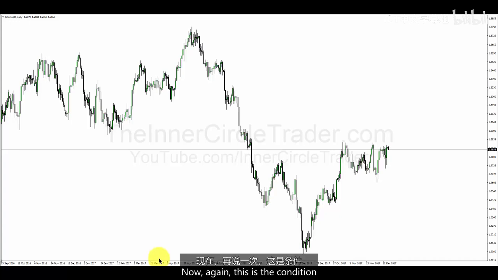Now, again, this is the condition that I would see right now, but the probabilities are not as high because we're so close to the holidays and it's the end of the year, end of the month. But I'm giving you how I would personally go through the charts and study and look for opportunities or price movement to study how it unfolds in the daily chart.